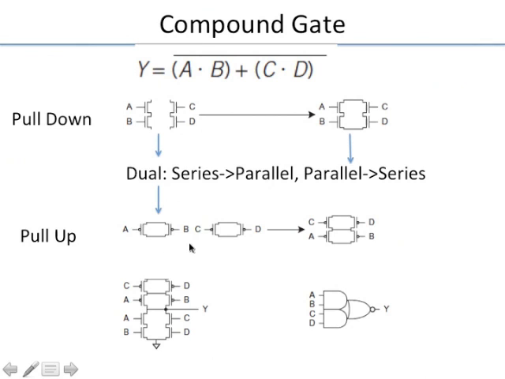So now we are concerned about the PMOS. In this group, A and B are in series, so they become parallel for the PMOSes. This group, C and D, are in series, so they become parallel. And then these two groups are in parallel, so they will become series. That is the simple approach, and then you put it together and you get this gate.